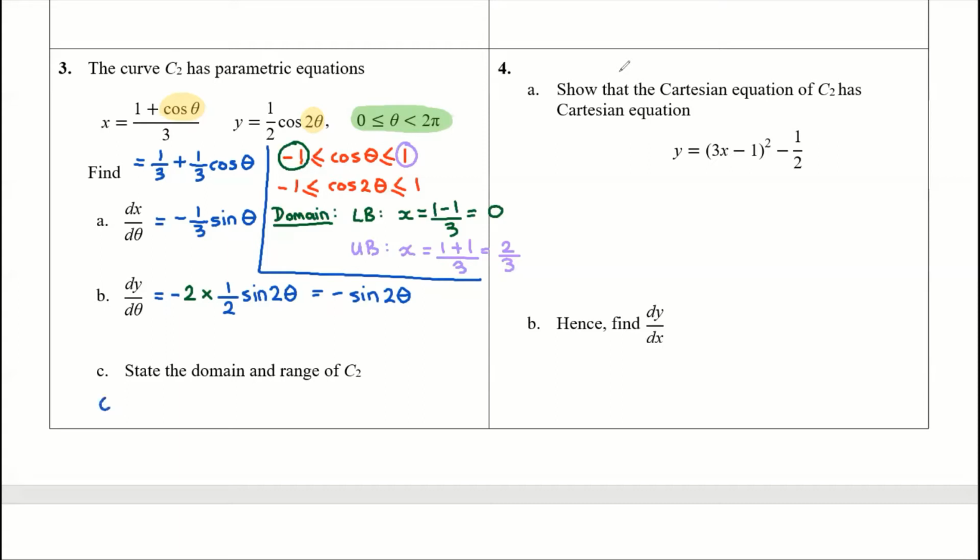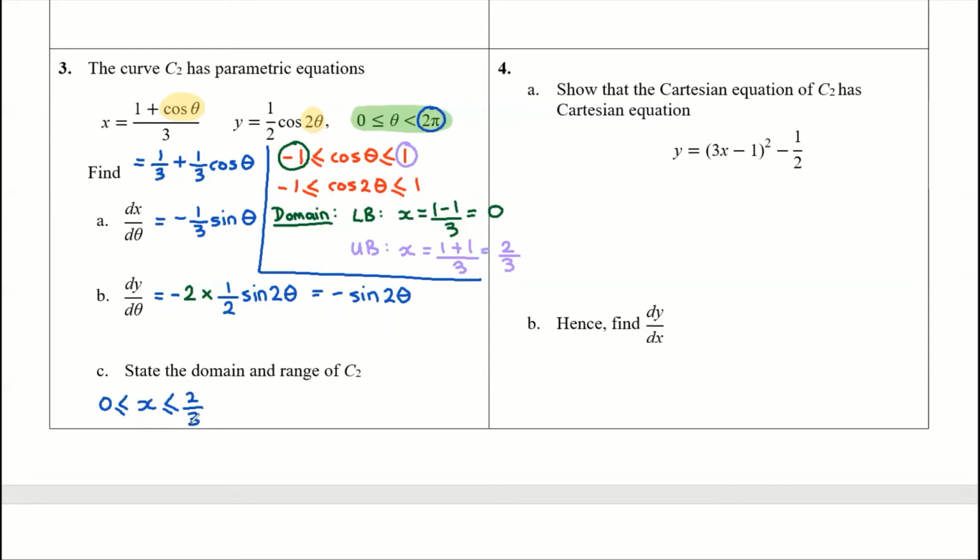So we can now say that the domain is going to be, all x values will be between and including 0. And this is where we've got to be careful. 2 pi is not included, but cosine will hit its maximum before it gets to 2 pi. So the maximum bound is going to be 2/3, and that is inclusive as well. I hope that makes sense. You could sketch the graph as well, and you can see that that's the case.